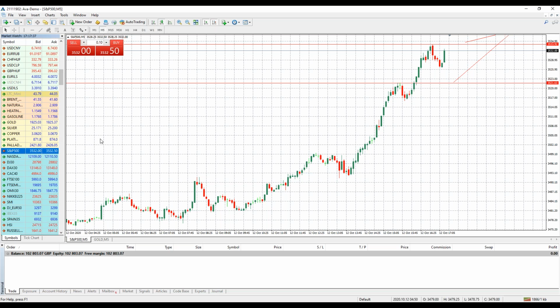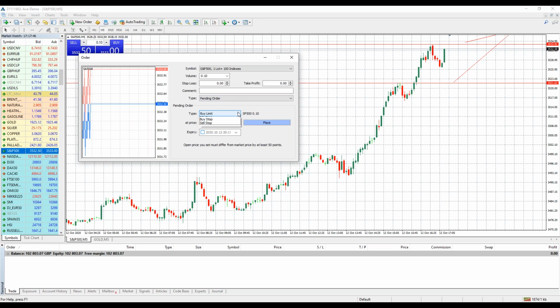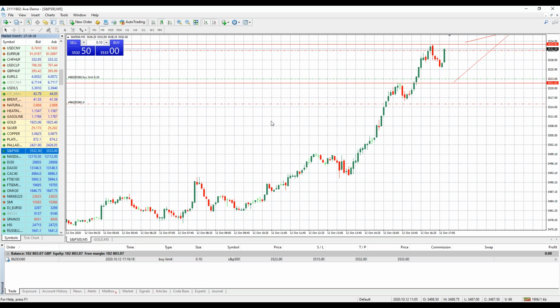How do you do the pending orders? Very simple. I have a couple asking about how to do that. You switch from market execution to pending. A buy limit buys from a lower point. So if you were saying I want to buy from 35.23, if it drops back down, banking on a bounce back up, stop loss maybe just below that support at 35.15, just as an example. And take profit back at maybe today's high, 35.32.